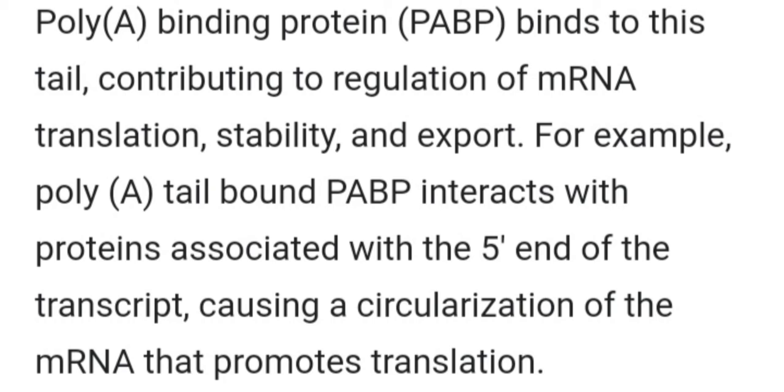For example, the poly A tail bound with poly A tail binding protein interacts with the proteins which are associated with the 5' end of the transcript, causing a circularization of the mRNA that promotes translation. Again I repeat, the poly A tail binding protein found on the poly A tail will interact with the proteins found on the 5' end of the mRNA, thereby causing circularization of the mRNA.